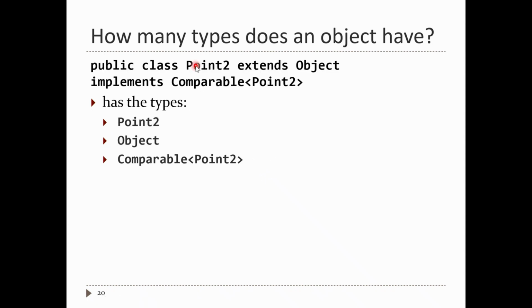Here's our class Point2. Remember, Point2 extends Object even though we didn't say it did, but it does in fact extend Object. I think we got to the point where we implemented Comparable. So what types does Point2 have? Well, Point2 has its own type, Point2. It's also an Object, so one of its types is Object, and one of its types is Comparable<Point2>. So Point2 has 3 types.